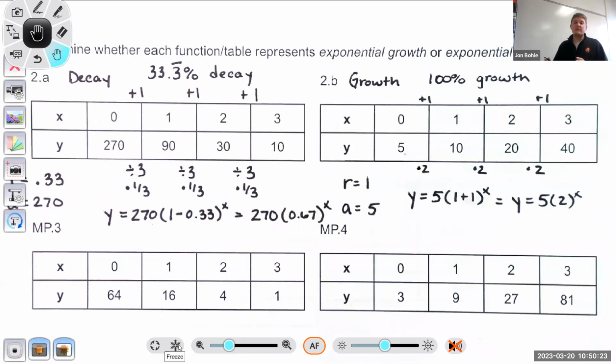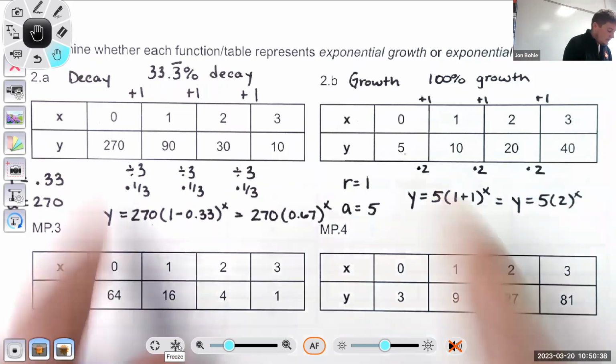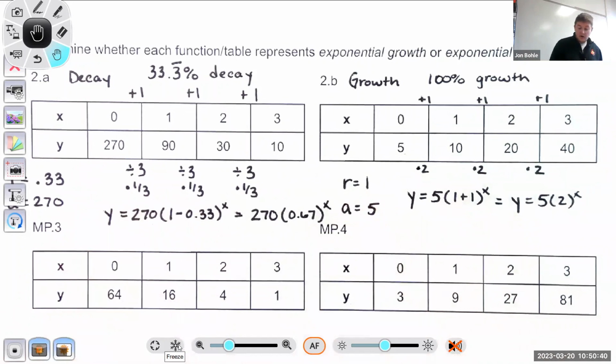Hey, this is what I want you to do for monitoring progress. Just figure out if it's growth or decay. That's all this is really asking for you. But then have one person next to you write the equation for 3, and then you write the equation for 4, and then just compare with each other. Okay. So I wrote the equation down here by finding the R and the A.